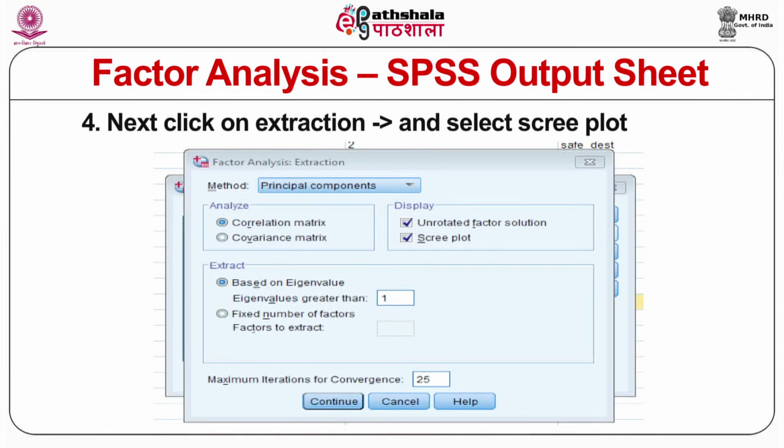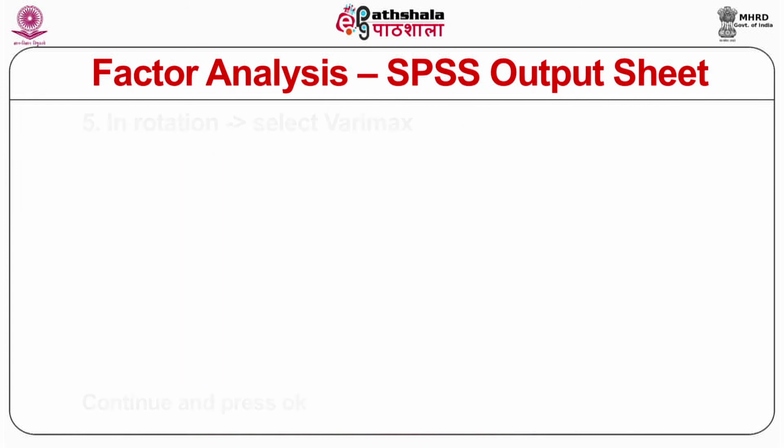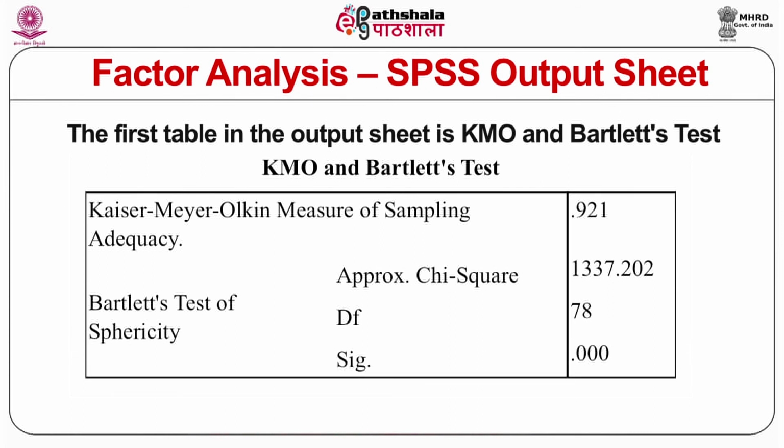Then next, click on Extraction and then select the scree plot. The next step, in Rotation, select the Varimax, press Continue and OK. The first table in the output sheet that you can see is the KMO and Bartlett's test.